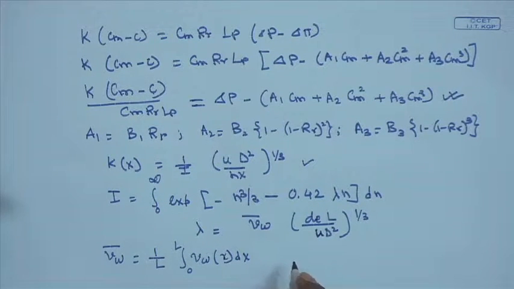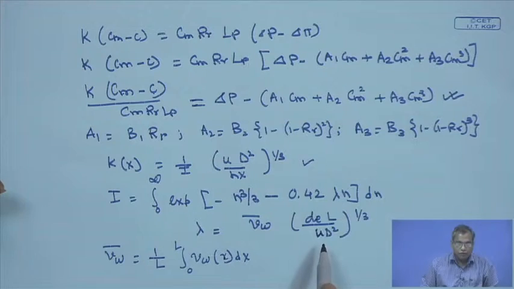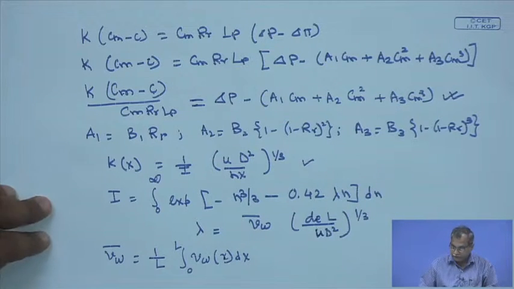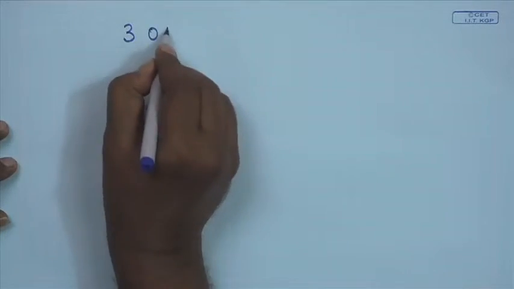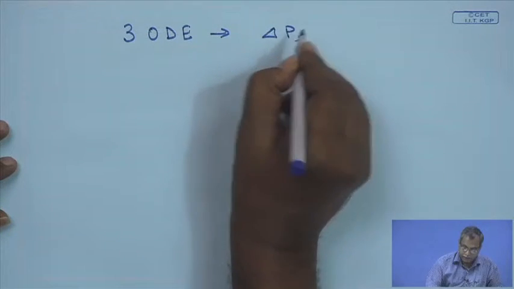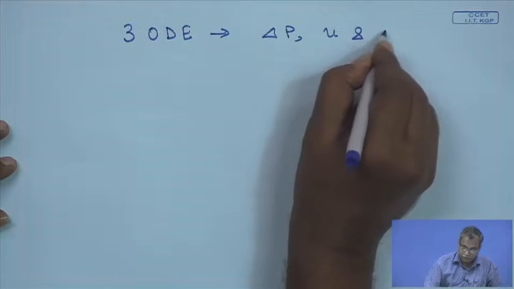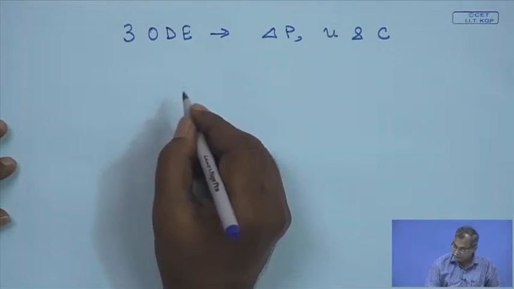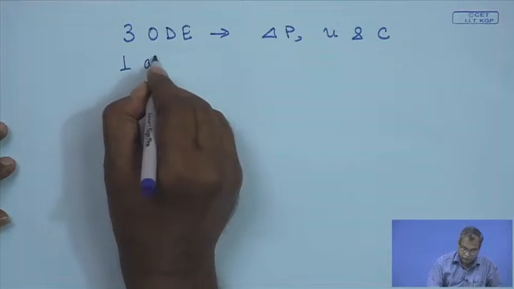So, we will have three ordinary differential equations and one algebraic equation to be solved. This is a very complicated situation now, because the integral I also involves the length average permeate flux. So, what is the algorithm? Let us summarize what we have. This cannot be solved analytically like the earlier cases. We will have three ordinary differential equations, which are the governing equations for delta P, for U, and for C, the bulk retentate concentration, and one algebraic equation.